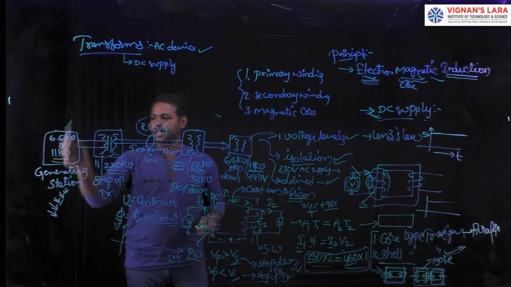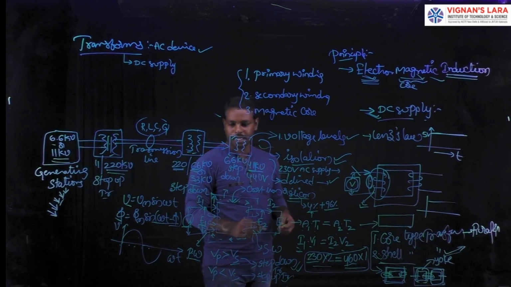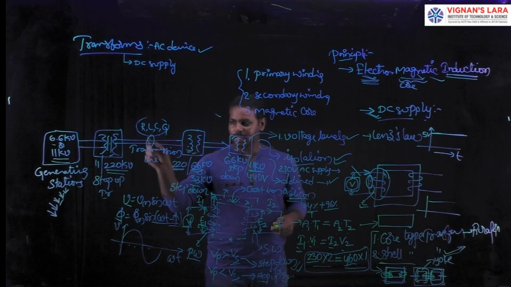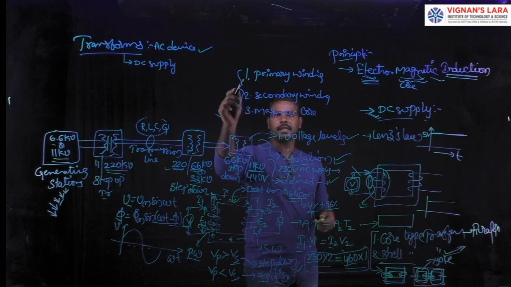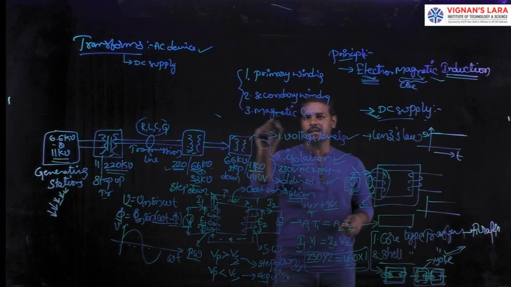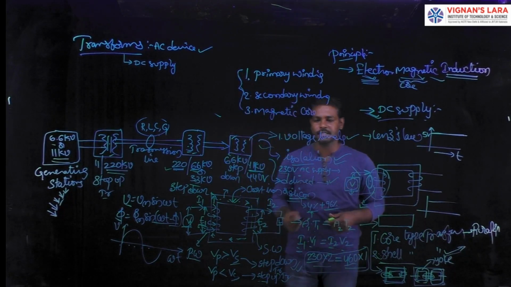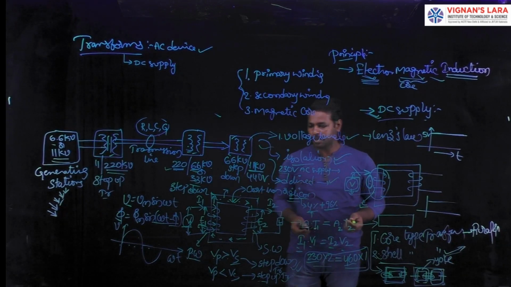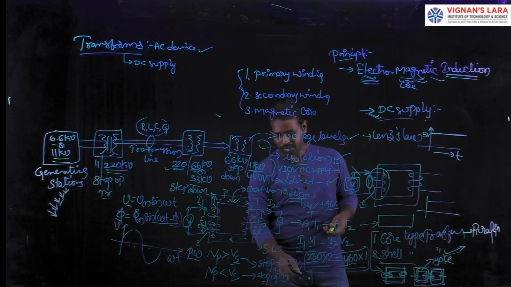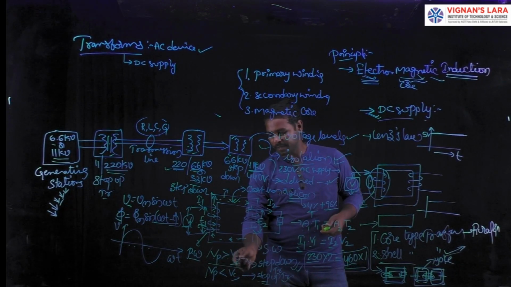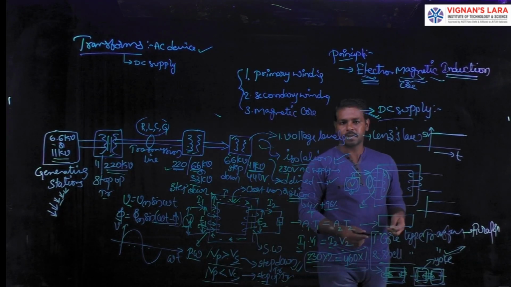What is the need of a transformer? In generating stations, transmission as well as distribution, the voltage levels are changed by using transformers. A transformer mainly consists of primary winding, secondary winding and magnetic core. Based on these three parts, voltage levels are changed from one level to another. Based on the voltage levels, it is classified into two types: step down transformer, Vp greater than Vs, and step up transformer, Vp less than Vs.